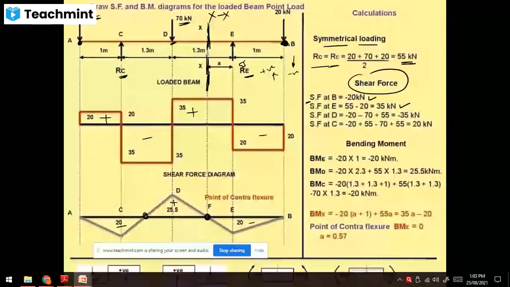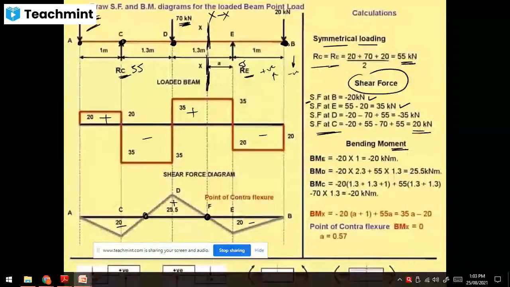Then towards the left of the section, minus 20 is there, minus 70 plus 55, you get minus 35 kilonewton at point D. Then at point C, minus 20 plus 55 minus 70 plus 55, that is for RE. Then you get the shear force at C is equal to 20 kilonewton.